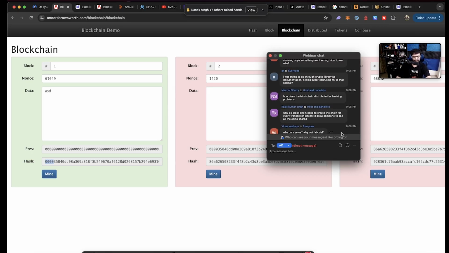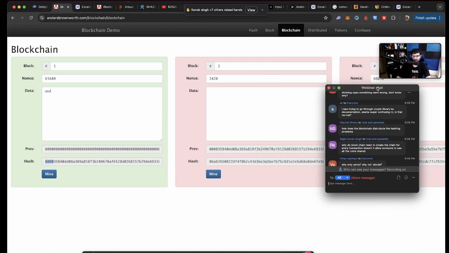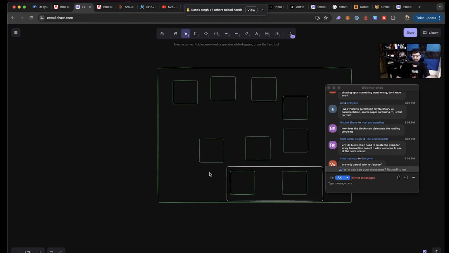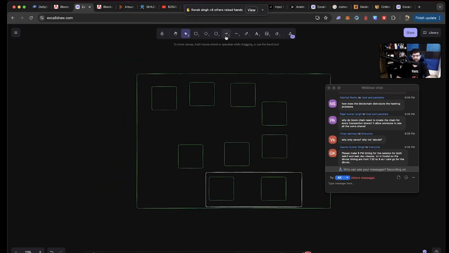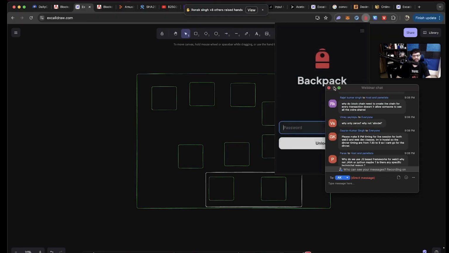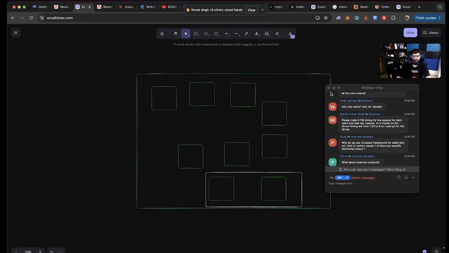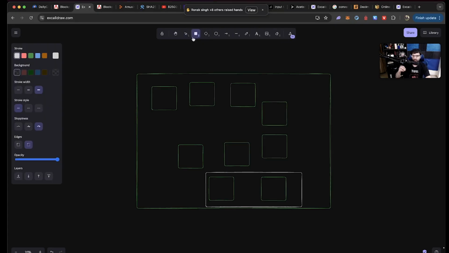How does blockchain distribute the hashing problem? It doesn't distribute the hashing problem. Every miner receives a bunch of transactions. Whenever I go to my wallet and click on send 2 Bitcoin to someone, this transaction reaches the network. I try to broadcast it to the Bitcoin network, and all of them are going to receive some of these transactions, create a block and start to hash the problem.